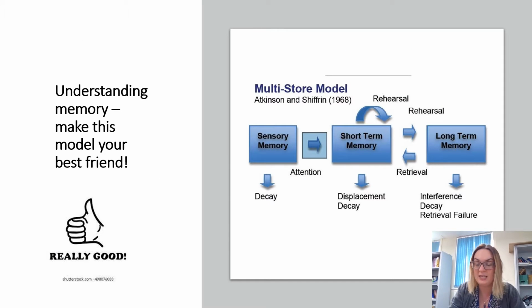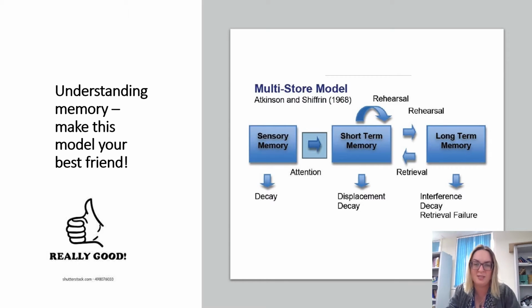So first of all, I'd like to introduce you to this model. This is the multi-store model by Atkinson and Shiffrin. If you are a psychology teacher, if you've studied psychology at all, you'll be very familiar with this model because it is very much bread and butter of teaching about memory. But I think as teachers, it's really important that we understand this as well. The idea here is that there are different routes to memory. We're going to look at memory as almost like a journey.